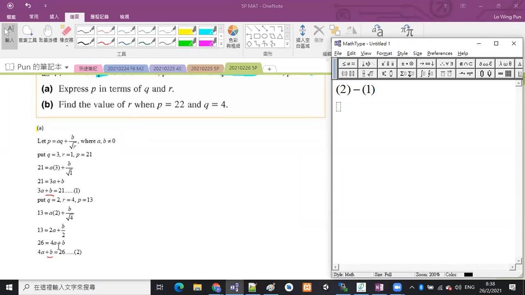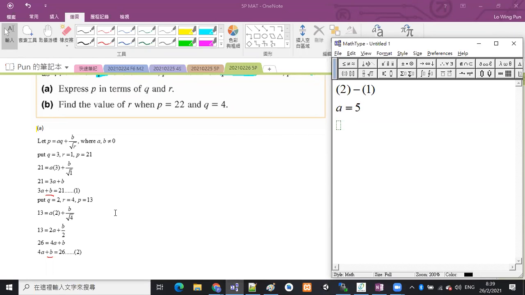And then for the A column, we have 4A minus 3A becomes 1A. And for the B column, we have B minus B, that is cancelled. And then equal sign. And for the right-hand side, we have 26 minus 21, that is equal to 5. That's how we can find the value of A directly.